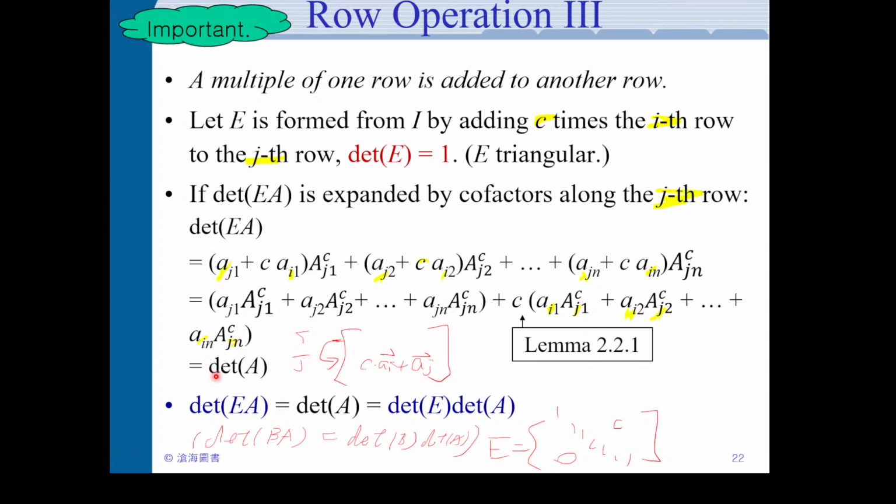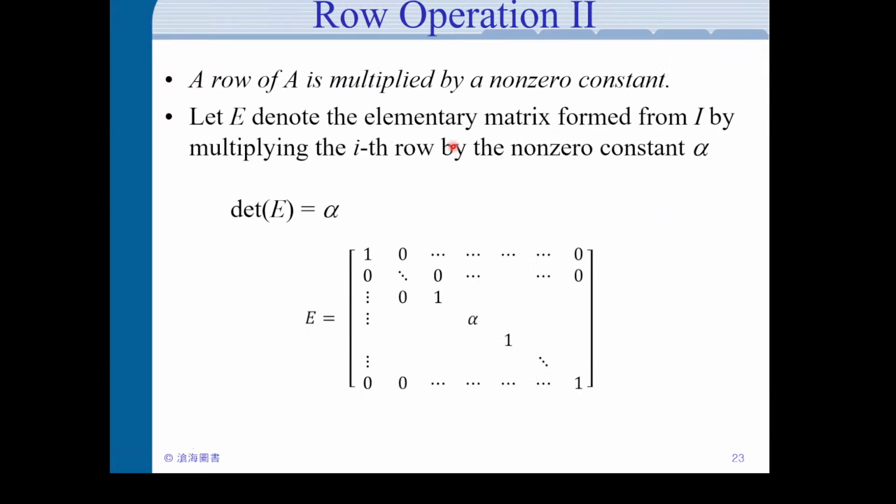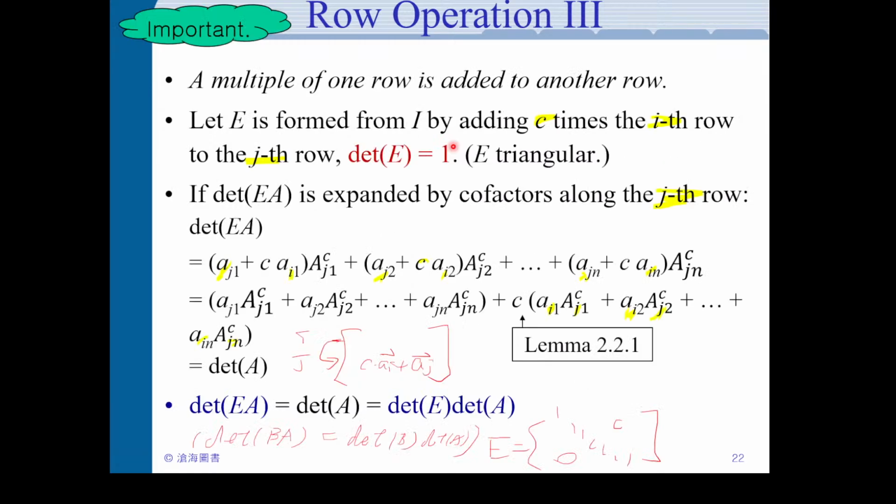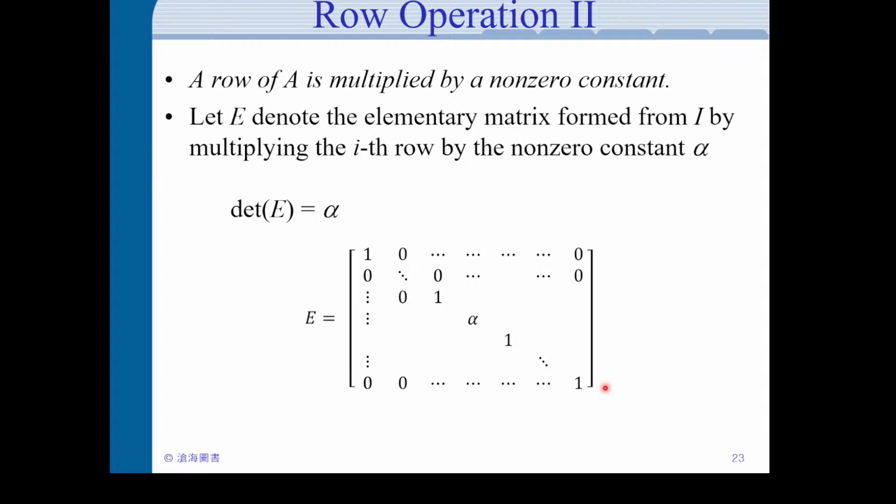Okay. And yeah, so now we do row operation 3, and let's do row operation 2. We are doing this in reverse order because we were doing lemma 2.2.1 first. Okay. And anyway, let's go back to row operation 2. We have row multiplying by a non-zero constant. Now this one is easier. So first we have the elementary matrix just like this.